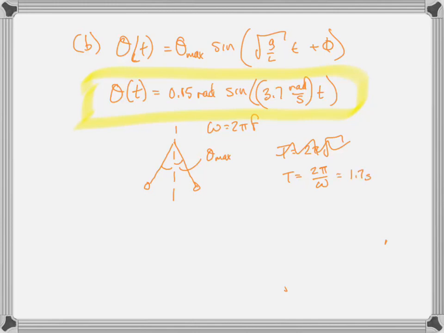So I didn't ask for the period, but we have now calculated everything we could about this pendulum, right? We've calculated the angle as a function of time. We've calculated the equation of motion for theta, for omega. We could very easily write it for alpha. We've calculated omega, the period, theta max, and the phase. Done. Happy day.